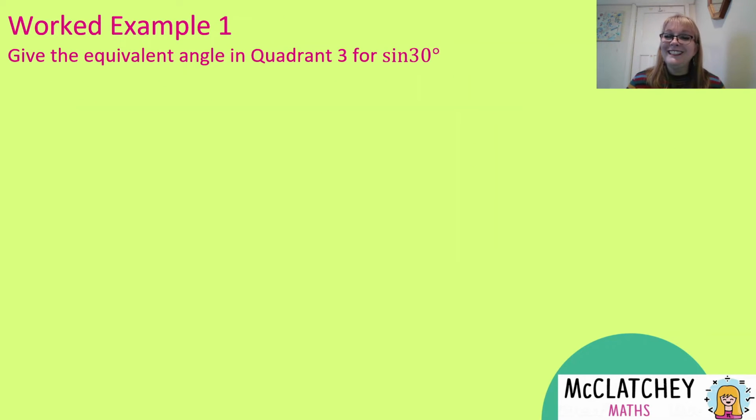I know it's challenging. Okay, let's look at a couple of very quick worked examples now that we've got our core foundation underlying the unit circle. So firstly, what is the equivalent angle in quadrant 3 for sine 30 degrees?